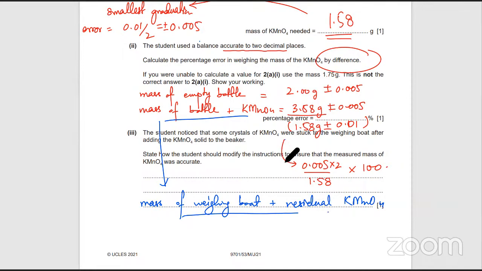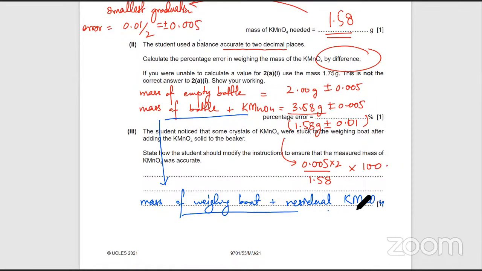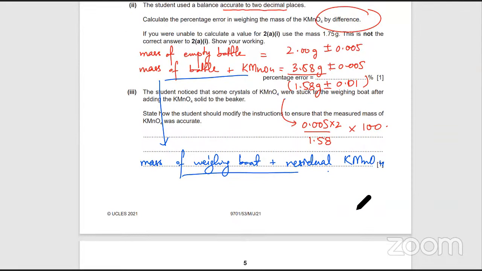So how the student should modify the instruction to ensure that the measured mass of KMnO4 is accurate? To use empty bottle subtract the weighing board plus the residual KMnO4. Is that clear? Sir, weighing board means? वही empty bottle ना. ठीक है. ठीक है.